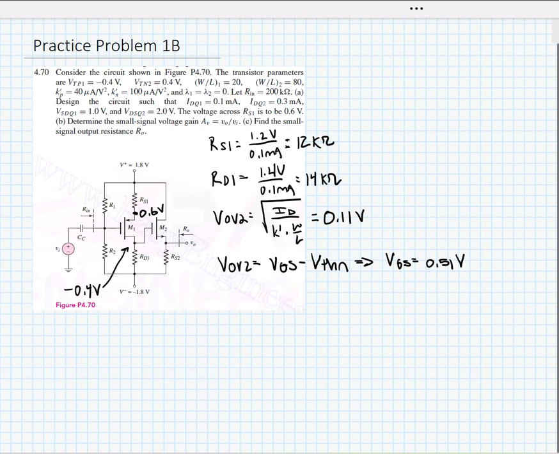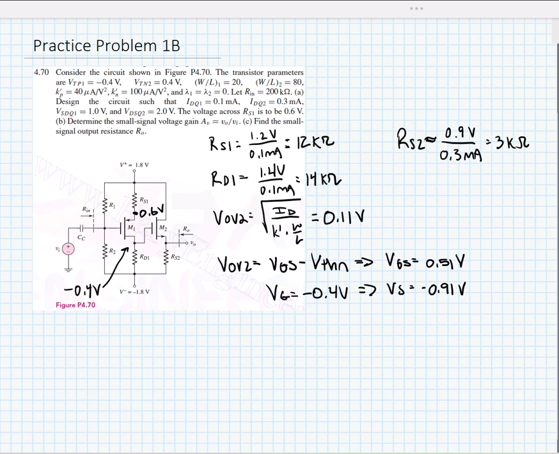Now we further know that VG is equal to minus 0.4 volts, and this means that VS is equal to minus 0.91 volts. All right, now we know the voltage across RS2, and we know the current that we want through that transistor, so we can find the value of RS2. RS2 is approximately equal to 0.9 volts divided by 0.3 milliamps, or approximately 3 kiloohms. All right, so we now have all the resistor values.